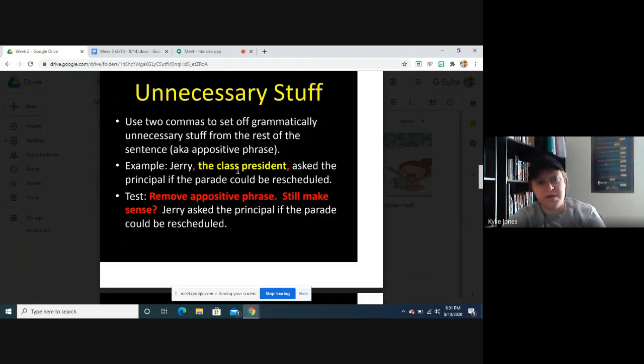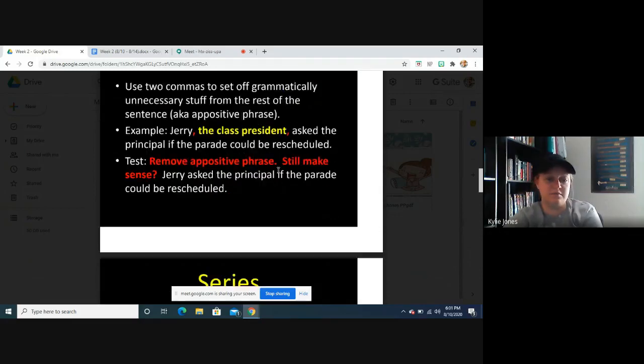So stating that he's the class president gives us some extra information, but it's not necessary. So that's why we have the two commas here. It goes around the unnecessary stuff so that you just give a little bit more description. So this part, the class president, can be taken out. You don't need it, but it's there because it gives a little bit more detail. So you put your commas around the extra details.